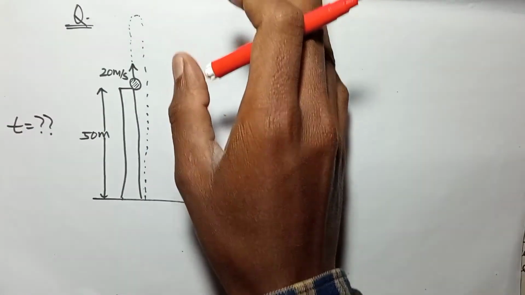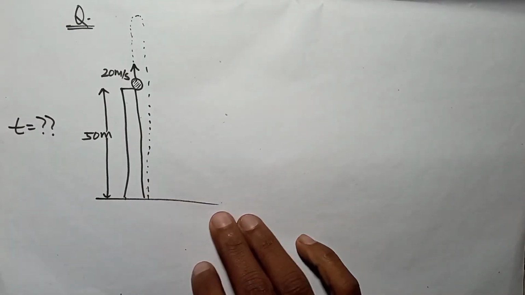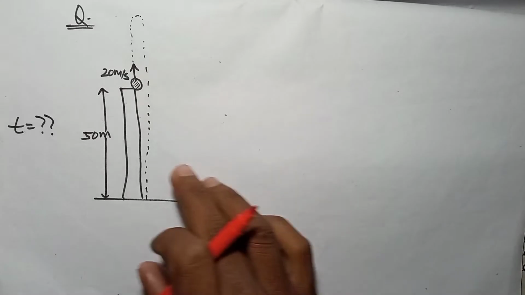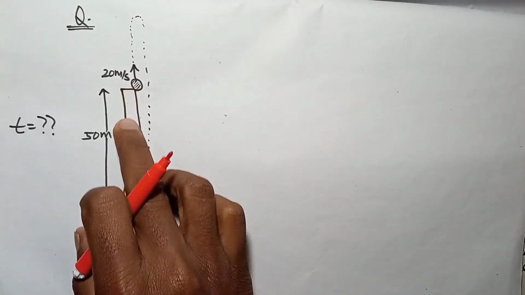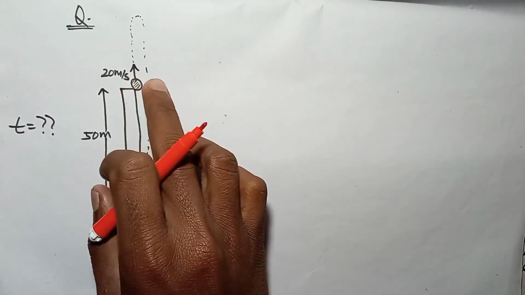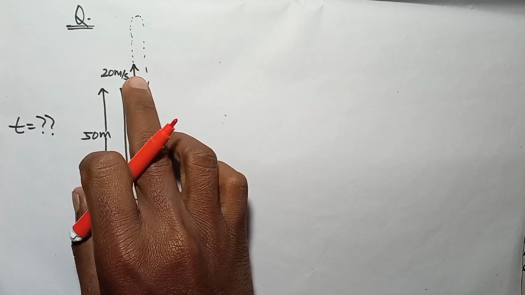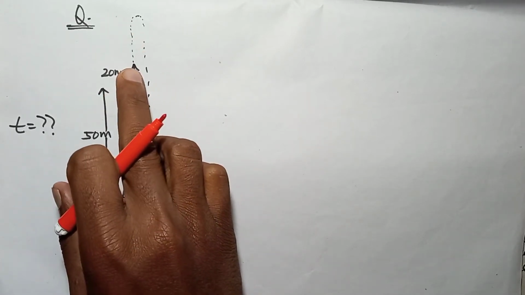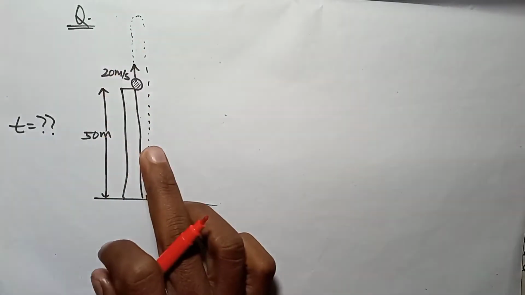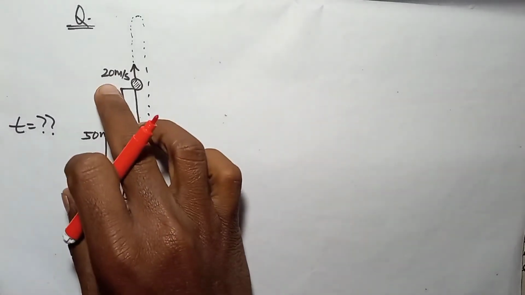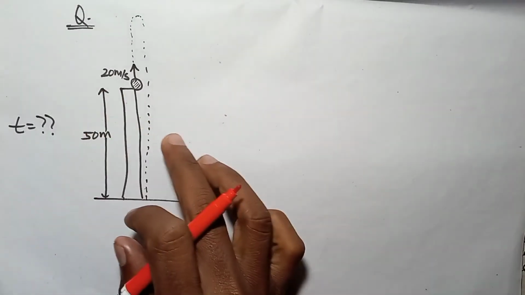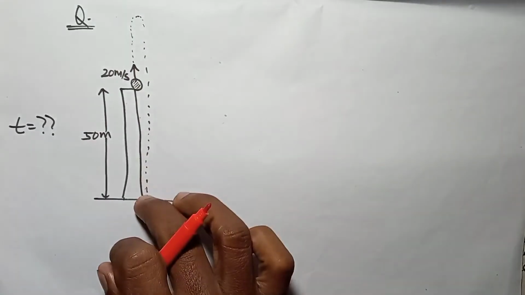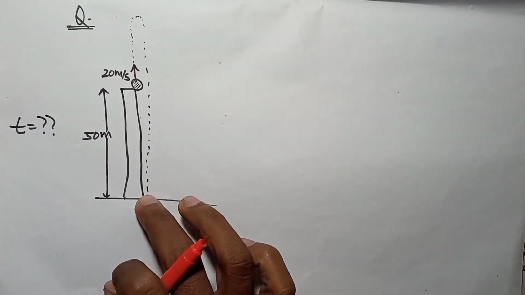तो चलिए एक एग्जाम्पल से देखते हैं. सो मान लेते हैं ये एक टावर है और टावर के ऊपर से एक बॉल को हम फेंक रहे हैं अपवर्ड डायरेक्शन में विद ए वेलोसिटी ऑफ 20 मीटर पर सेकेंड. ये हाइट है टावर का, ये 50 मीटर है. तो यहाँ से यहाँ पहुँचने के लिए कितना टाइम लगेगा ये हम फाइंड आउट करने की कोशिश कर रहे हैं.